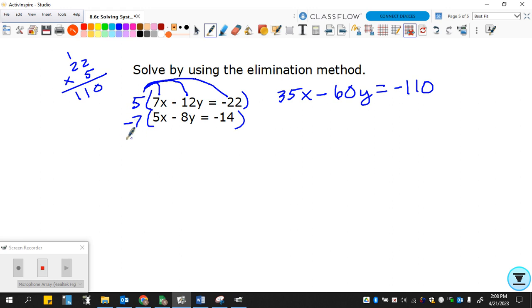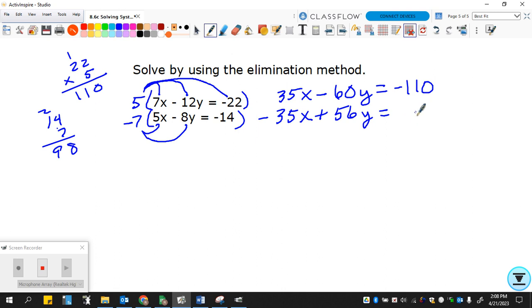Next one, negative 7 times 5 is negative 35x. Negative 7 times negative 8, negative times negative is a positive, 56y is equal to negative 7 times negative 14, which is going to be positive. So 14 times 7 is 98. Okay, so it'd be positive 98. All right. So there's bigger numbers, and you can use a calculator. I just didn't have my calculator up.